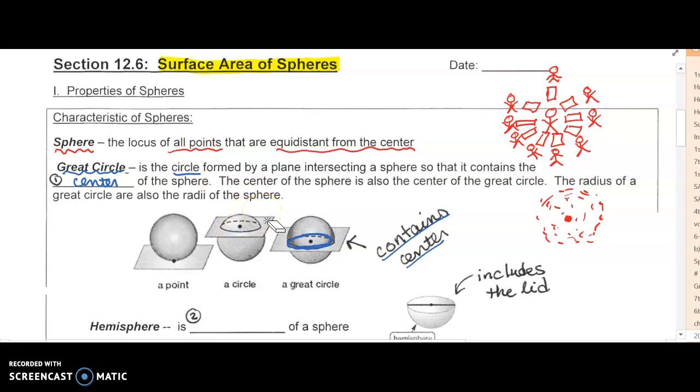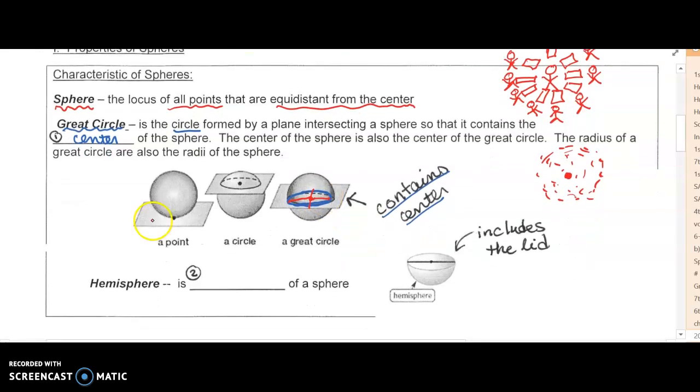The center of the sphere is also called the center of the great circle, and the radius of the great circle is also the radius of the sphere, right? Obviously the center of the circle out to the rim in any direction is also the center of the sphere out to the rim of the sphere. You can also have, in theory, a plane just touch the sphere at a single point, and we're going to learn later on that's called a tangent plane.